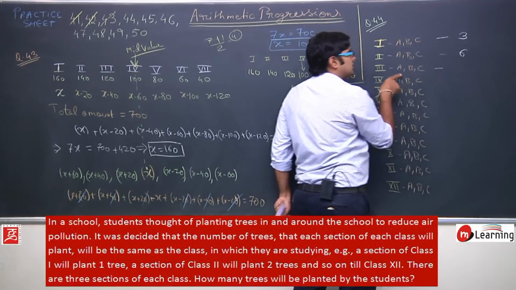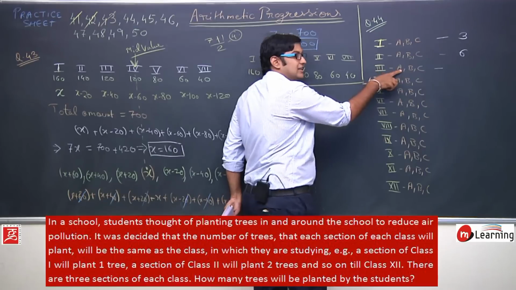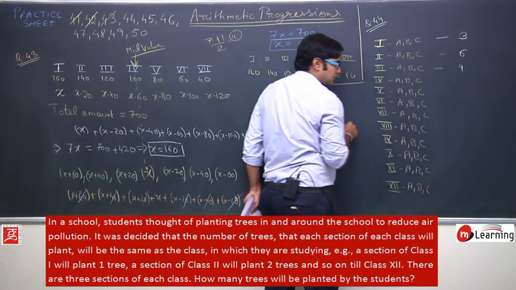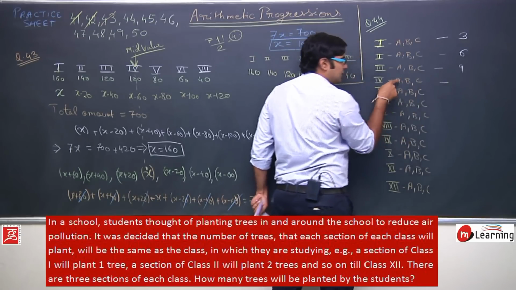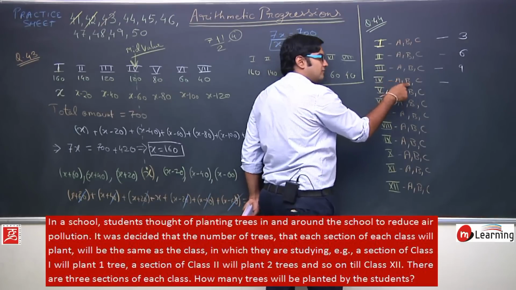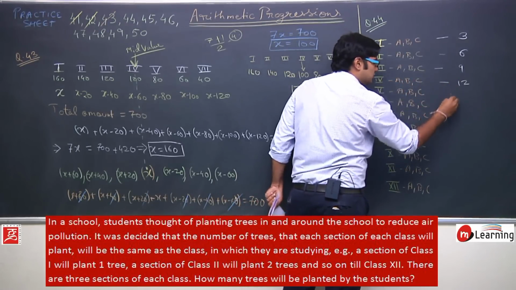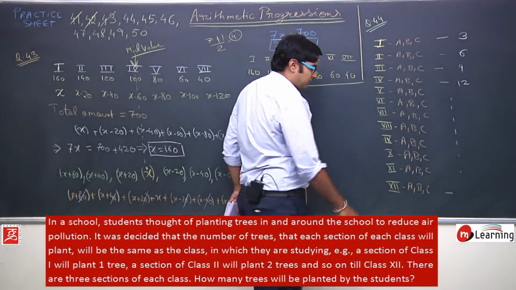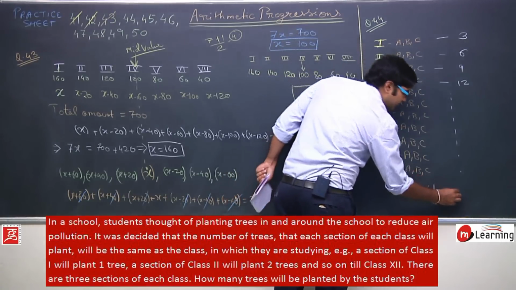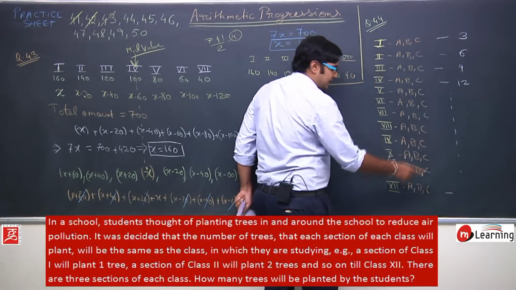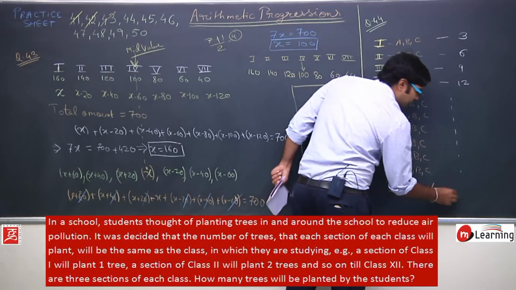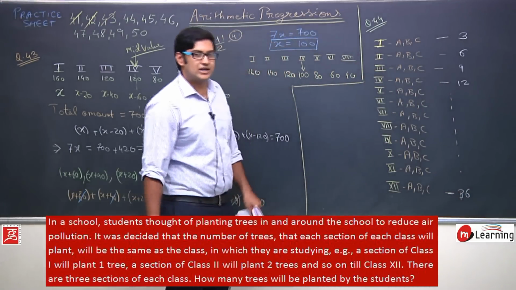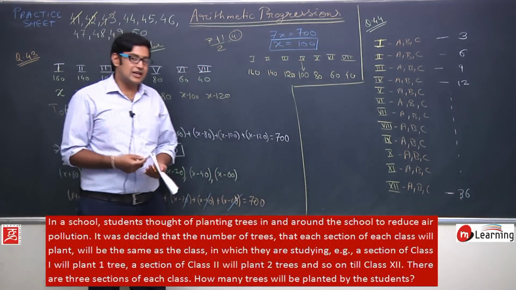What about third class? 3 trees by section A, 3 trees by section B, 3 trees by section C. So total 9 trees. Then fourth class will plant 4, then 4, then 4, that is 12 trees, and so on till class 12th. How many trees will class 12th plant? 12th A will plant 12 trees, 12th B will plant 12 trees, and 12th C will plant 12 trees. So total 12 into 3, that is 36 trees. Okay, so 36 trees will be planted by 12th class.